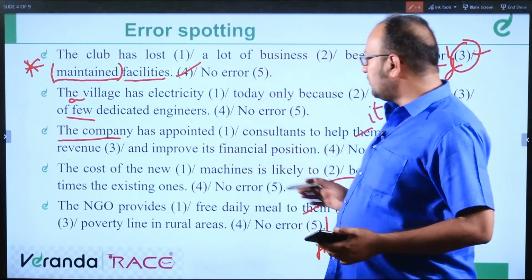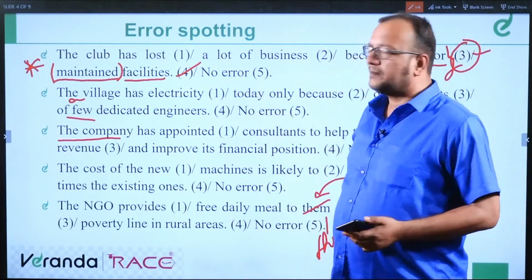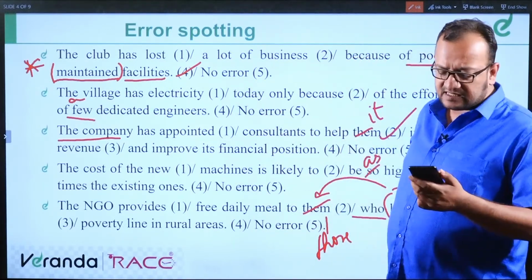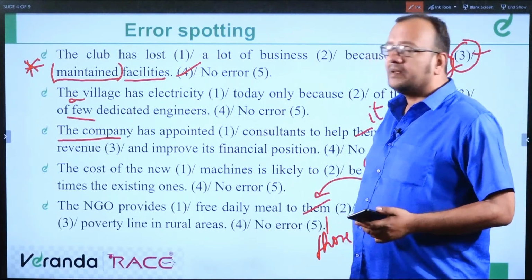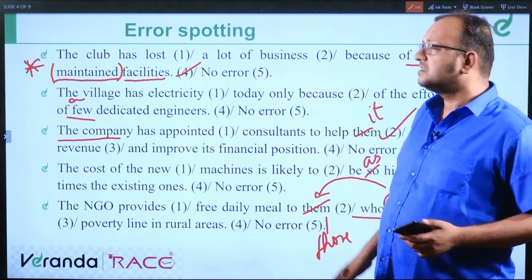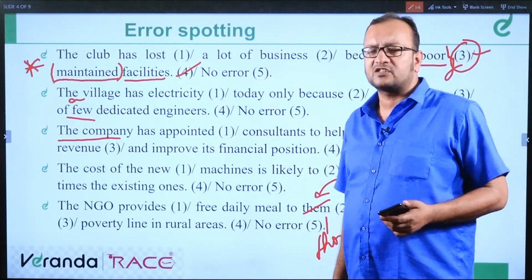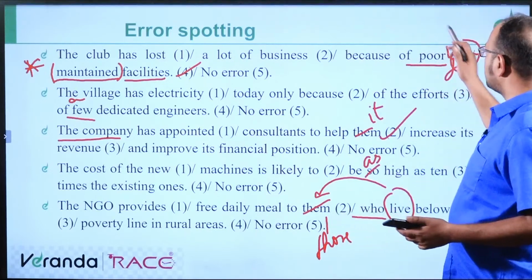Okay. So moving ahead to the next segment. We have to come back to this question, the club has lost, because Ranjit says it should be poor maintenance facilities, and I am saying poorly maintained facilities. So we have a point to discuss a lot. A lot of brainstorming has to be done. So let's move ahead to the next segment.